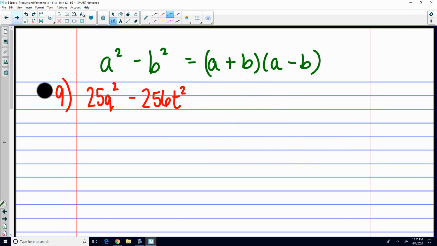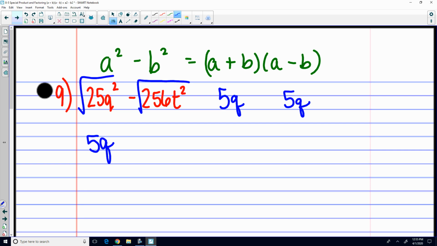All right, a couple more to go. Are these perfect squares? Consider 25, 256, yes, and then q squared and t squared, yes. So we can take a square root of each of these. So let's take the square root. The square root of 25 is 5. The square root of q squared is q. So in my a position is 5q and 5q.